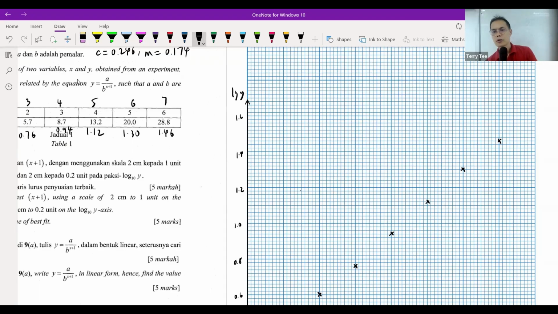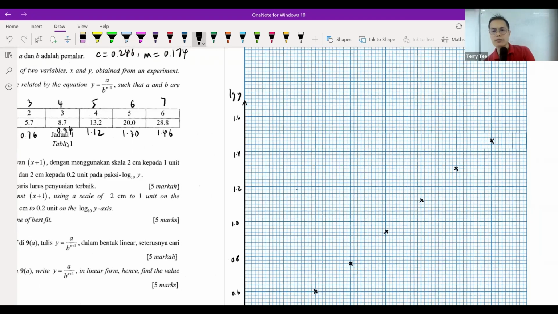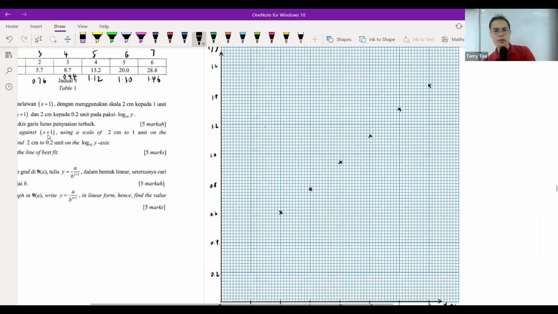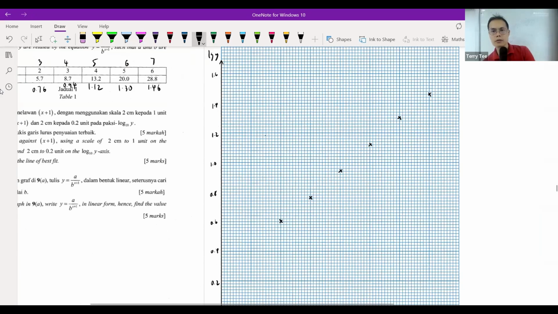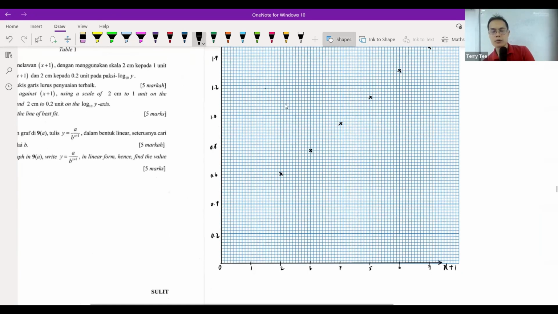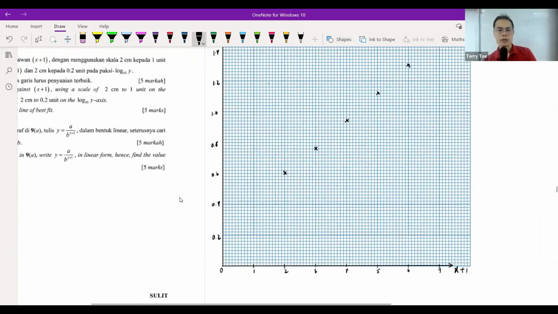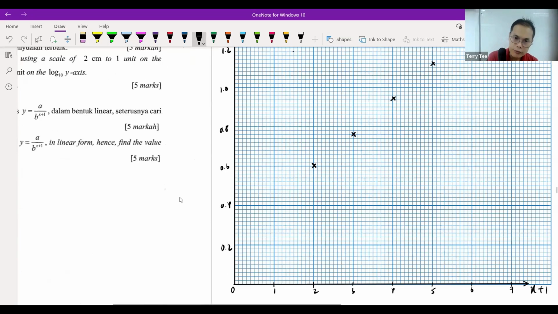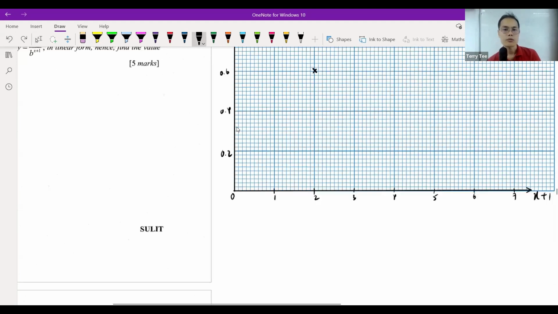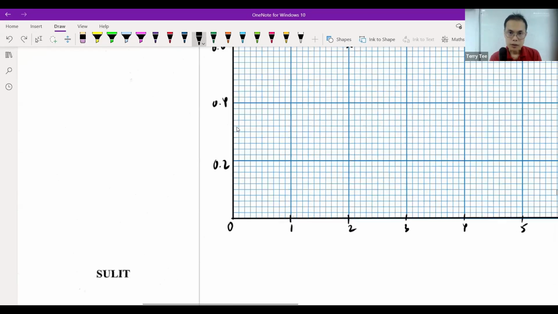So as you can see, most of the points are very much on the line of best fit. And your y-intercept is going to be 0.25, around there. Okay, maybe I fix the y-intercept first. 0.25 is here. You can use 0.24 also. It's 0.245, right? You can use 0.24 or 0.25. So I think I'll take 0.25.